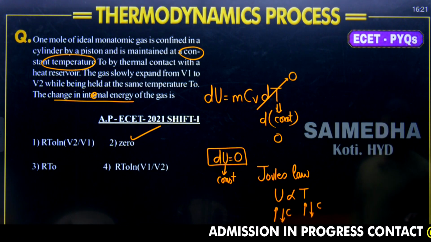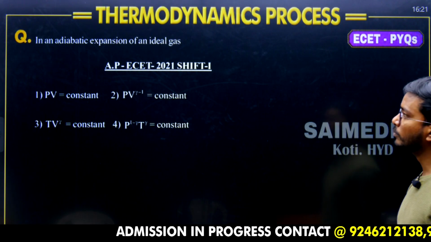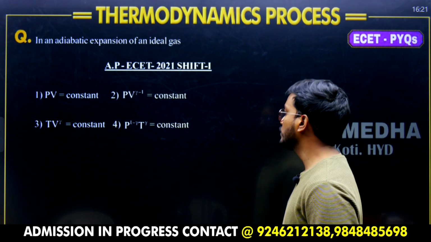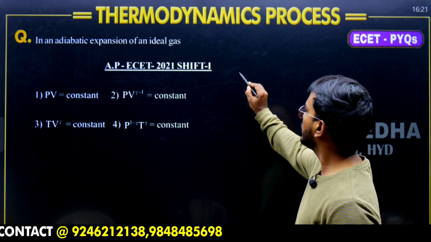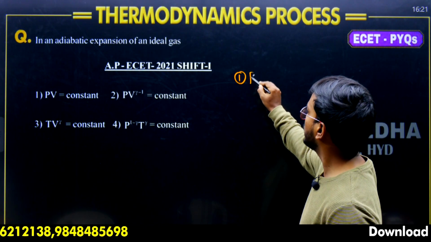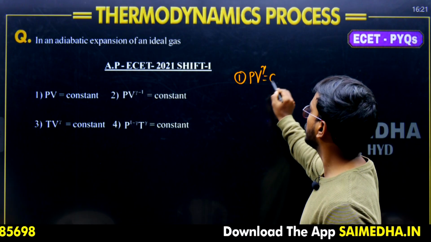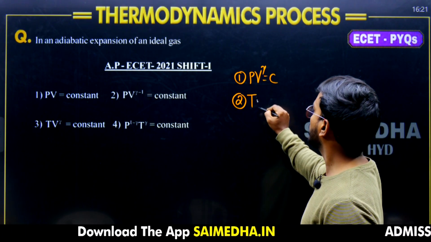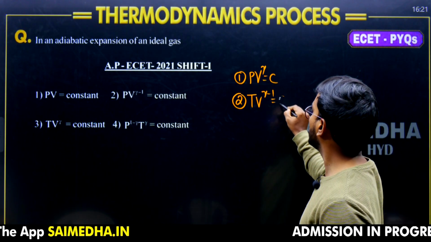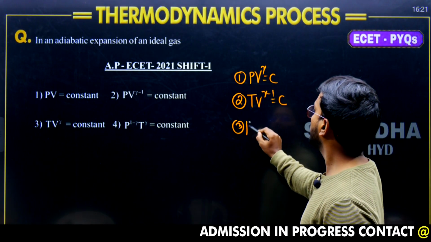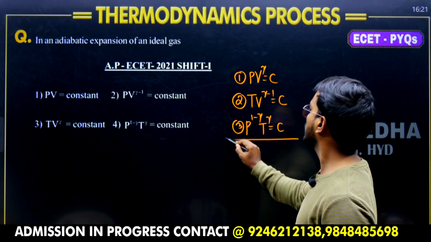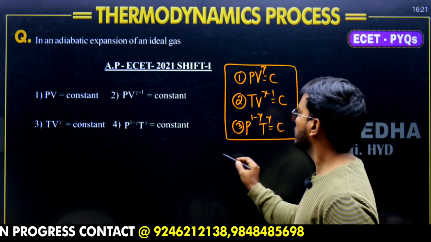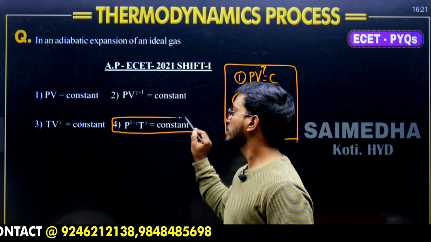Moving on to question number 3. In an adiabatic expansion of an ideal gas, adiabatic expansion is asked. We know in the adiabatic expansion we have some relations: PV to the power of gamma is equal to constant, TV to the power of gamma minus 1 is equal to constant, and P to the power of 1 minus gamma, T to the power of gamma is equal to constant. Among these, the third one is important, and the third one is what is asked in the question.